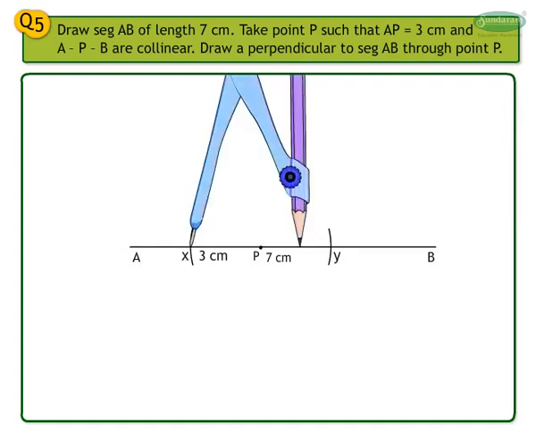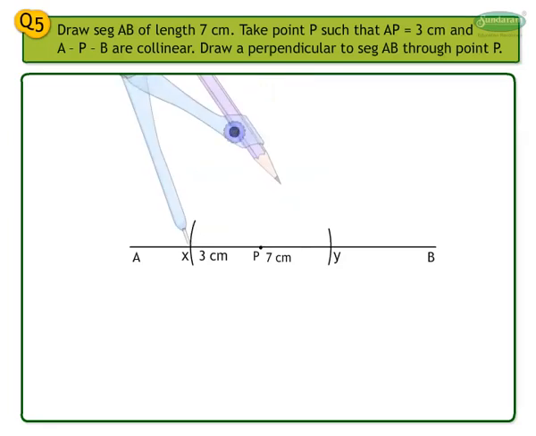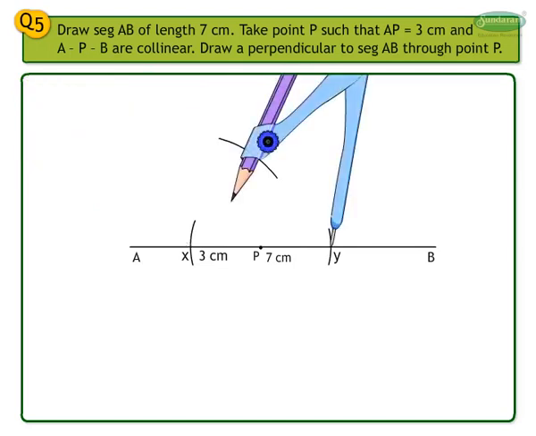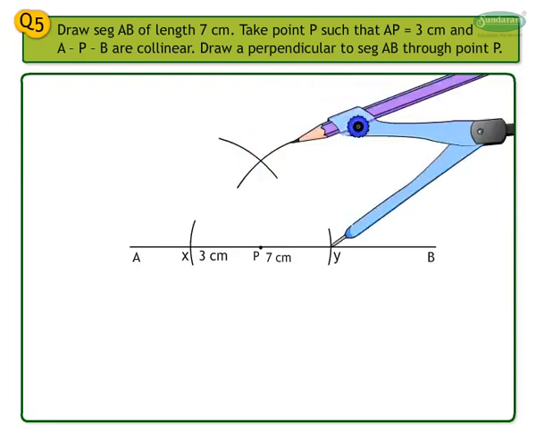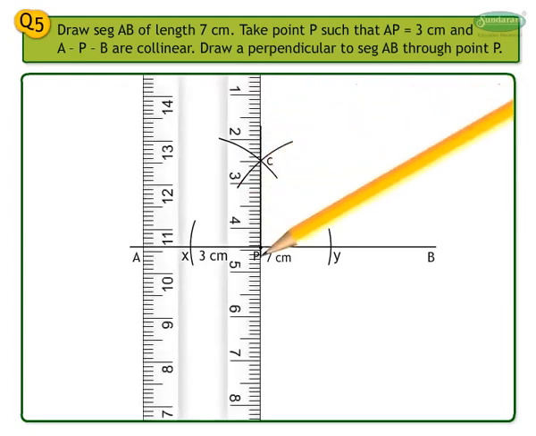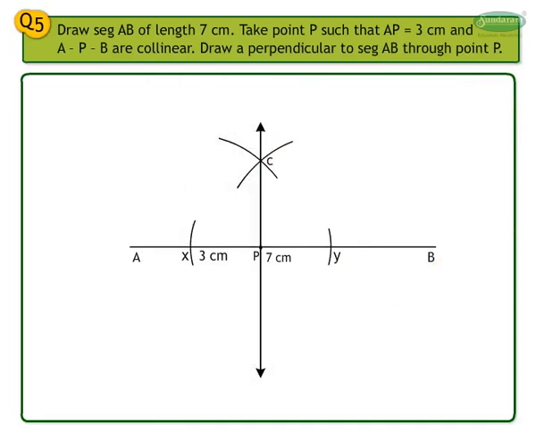With X as center and radius more than half of segment XY, draw an arc above segment AB. Similarly, with Y as center and same radius, draw an arc intersecting the previous arc at point C. Draw a line passing through points C and P. We have drawn the perpendicular to segment AB through the point P, which was on the line AB.